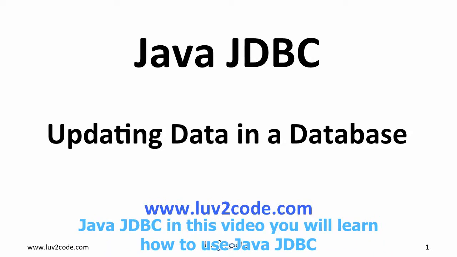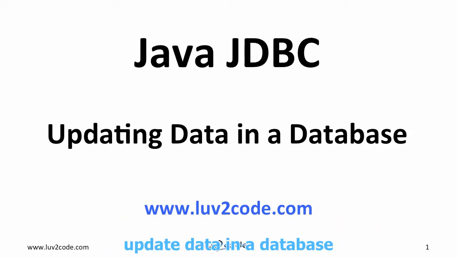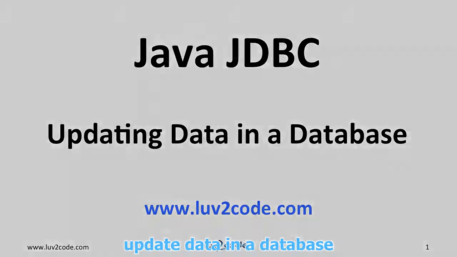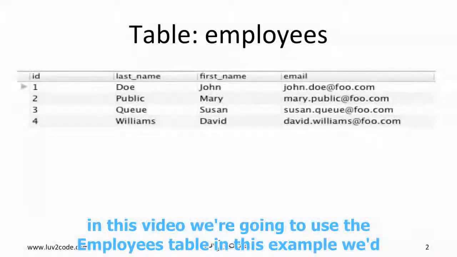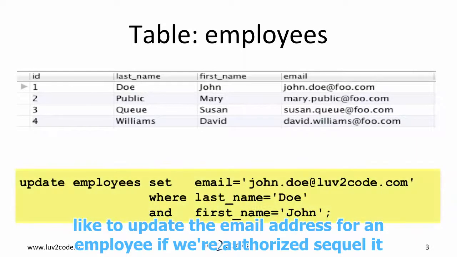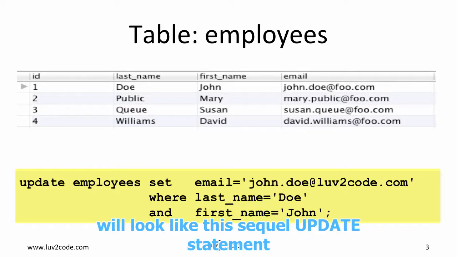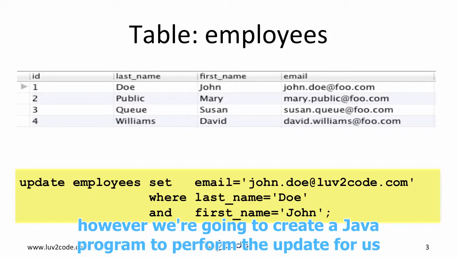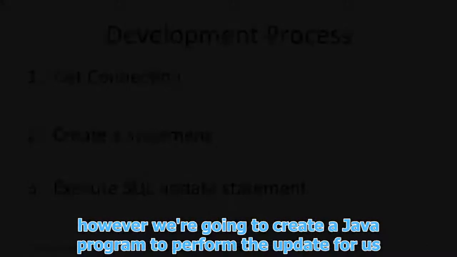In this video, you will learn how to use Java JDBC to update data in a database. In this video, we're going to use the employees table. In this example, we'd like to update the email address for an employee. If we wrote the raw SQL, it will look like this SQL update statement. However, we're going to create a Java program to perform the update for us.